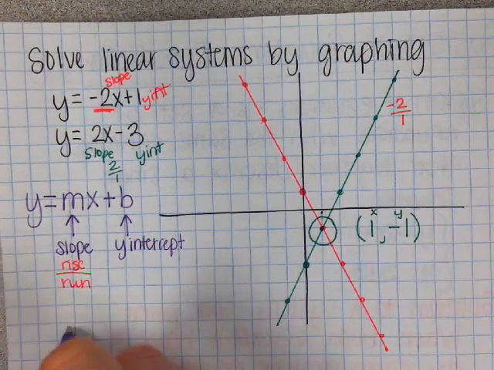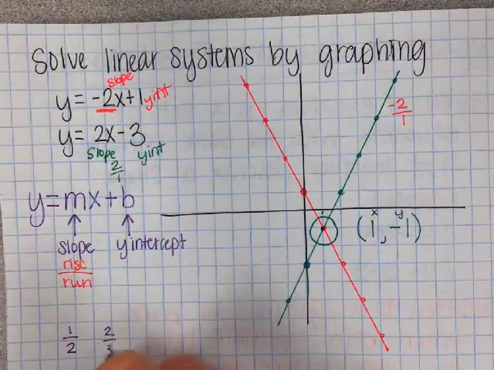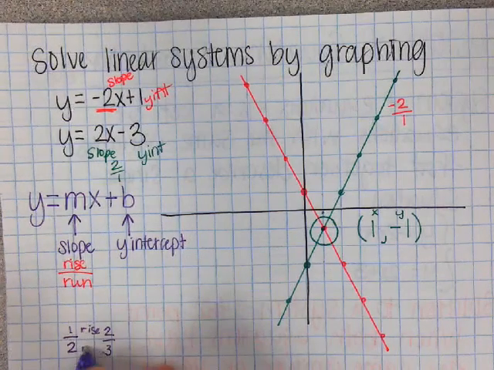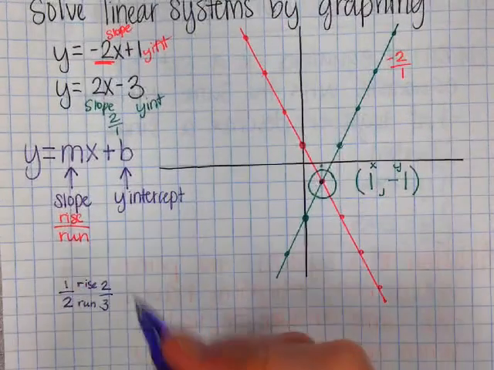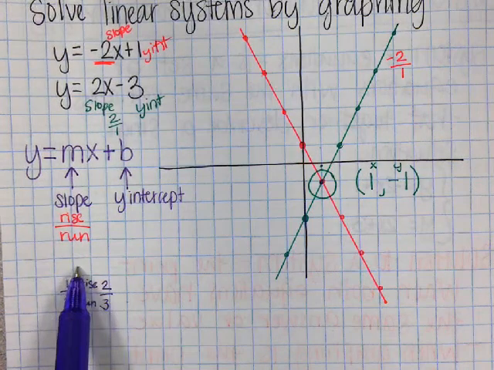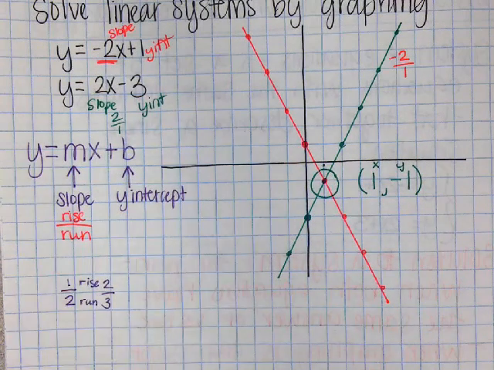The only other thing you need to remember is if you have a slope like 1/2 or 2/3, the top is the rise and the bottom is the run. You don't even have to think about it being over 1. This one you would move up 1 over 2. This one you would move up 2 over 3.